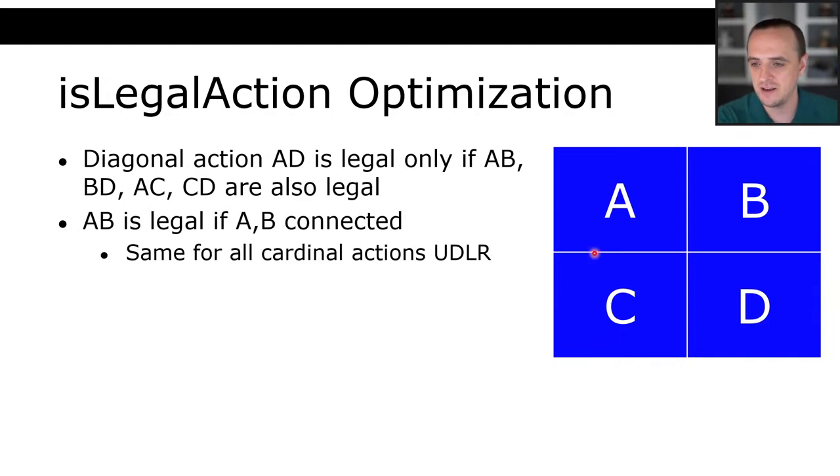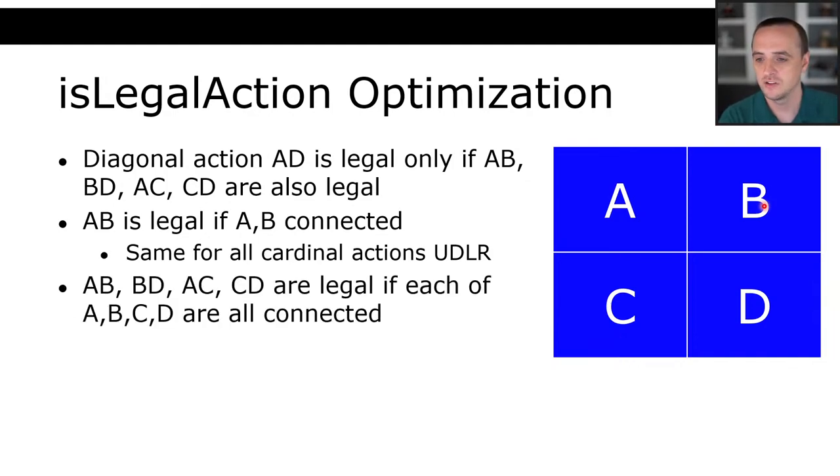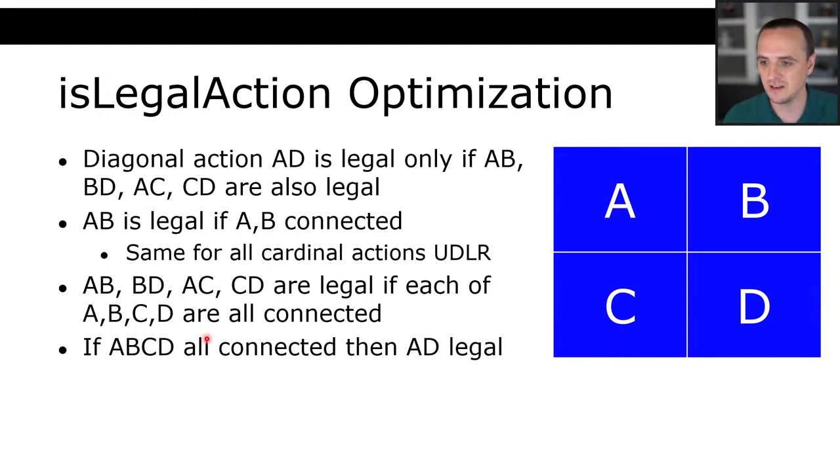So AB is only legal if A and B are connected, right? Because if A and B are connected and they're right next to each other, then that means I can move from one to the other. And that's the same for all cardinal actions. So AB, BD, AC, and CD are legal if A, B, C, and D are all connected. So that means if A, B, C, and D are all connected, then AD is legal.